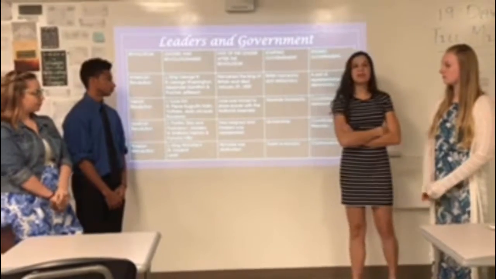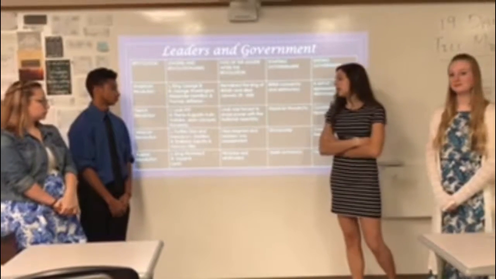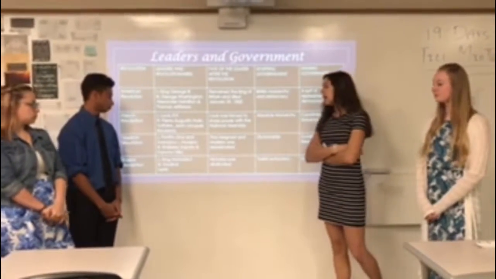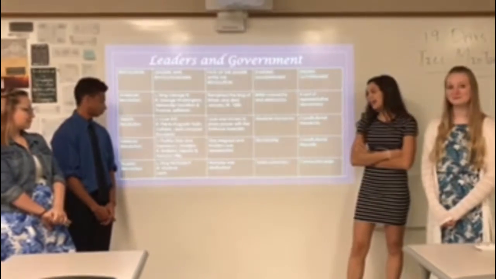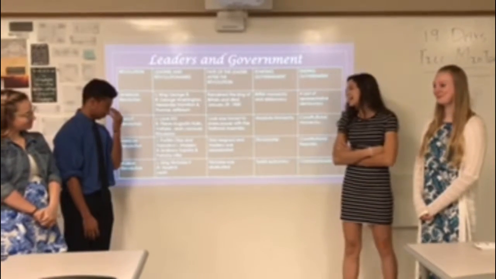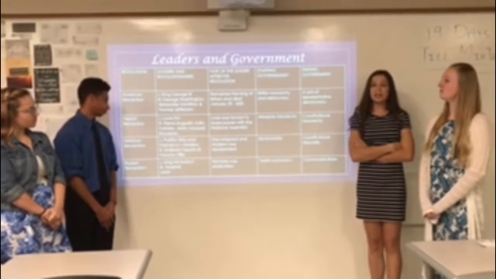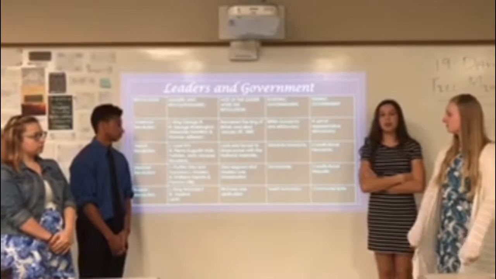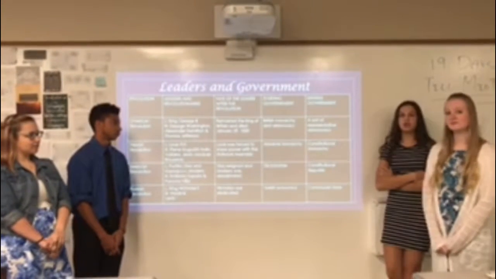The leaders of the Mexican Revolution were Diaz and Madero. The revolutionaries, or at least some of them, were Emiliano Zapata and Pancho Villa. Diaz resigned and Madero was assassinated by his people. Their starting government was a dictatorship, and their ending government was a constitutional democracy.